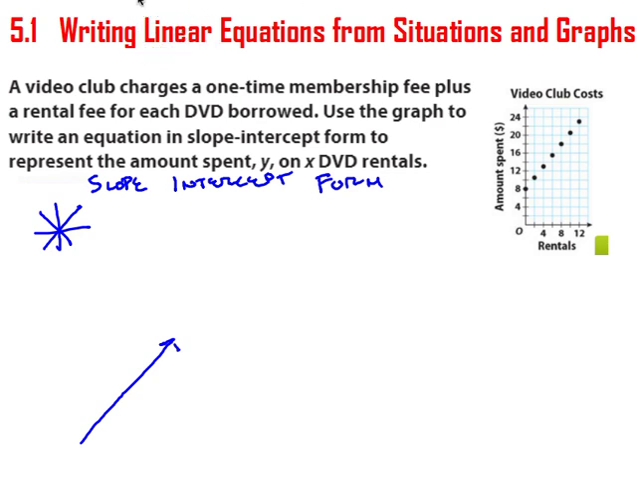Okay, now slope-intercept form is y equals mx plus b. You should know this already. If you do not, go watch a previous video about slope-intercept form.